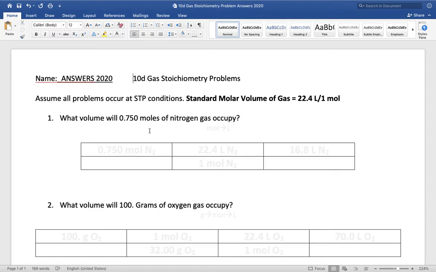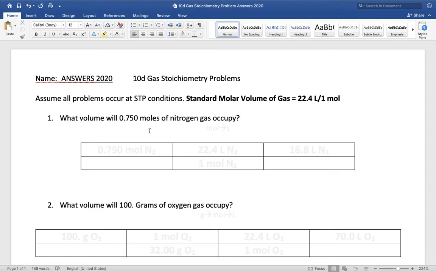Knowing also that our standard molar volume of gas at STP is 22.4 liters in a mole, and also knowing that we can always find the molar mass of any of these gases from the periodic table if we need to. So let's go through these.